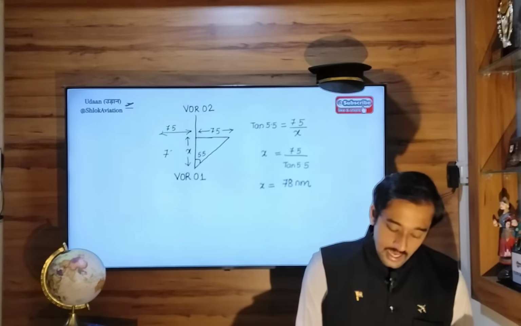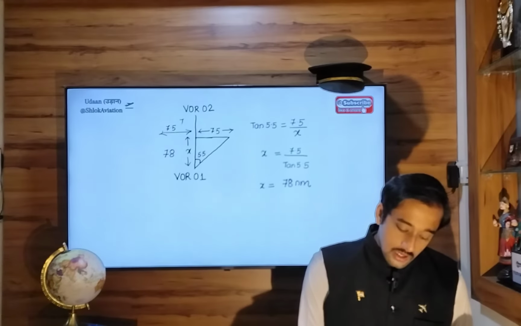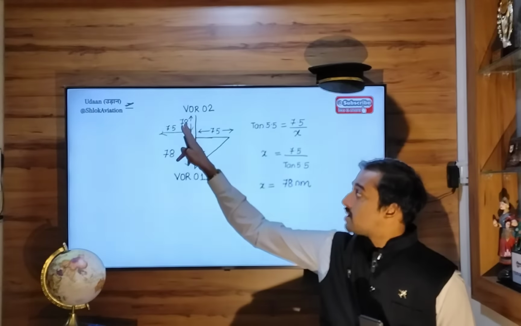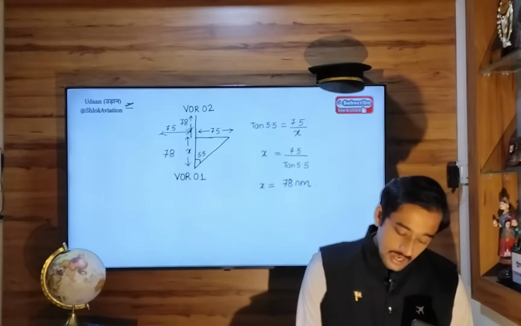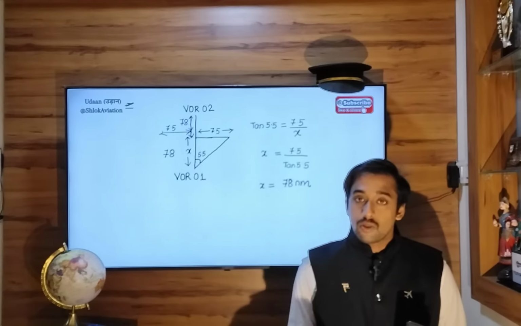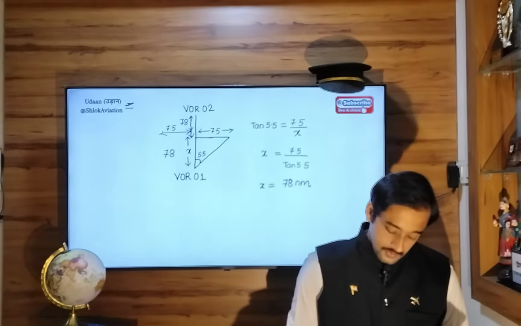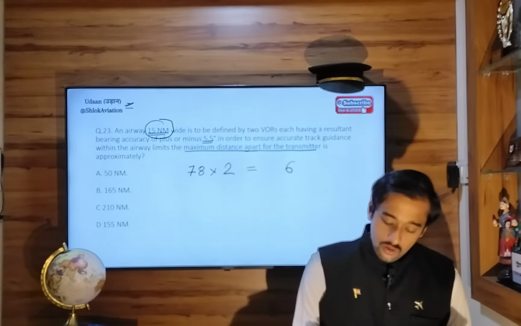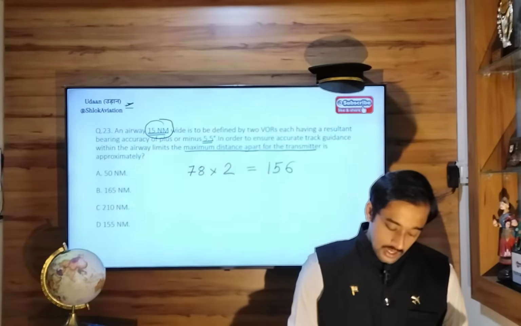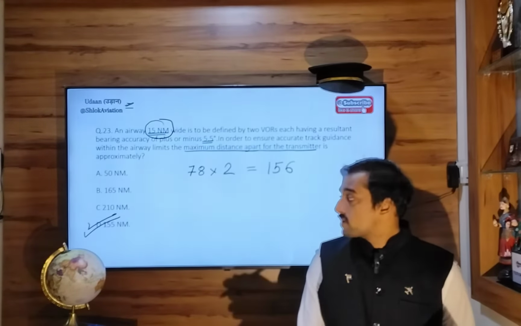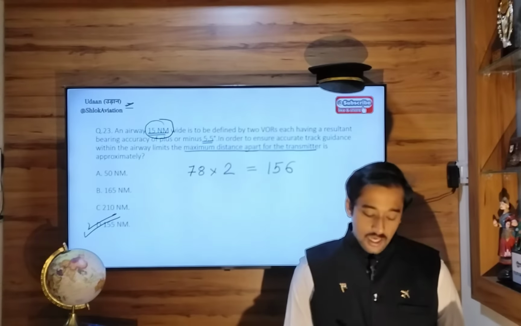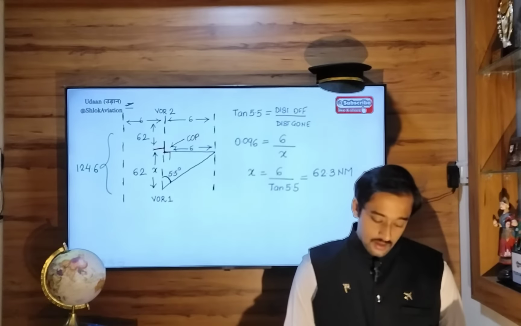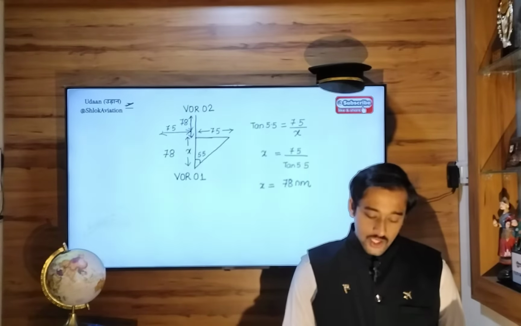So this is 78. So this will also be equal to 78, this much, right? So the total distance between these two VORs will be how much? 78 into 2, which is 156. So the correct option will be option delta, 155. So this is how you do the sum. Both are similar sums. The technique is the same.